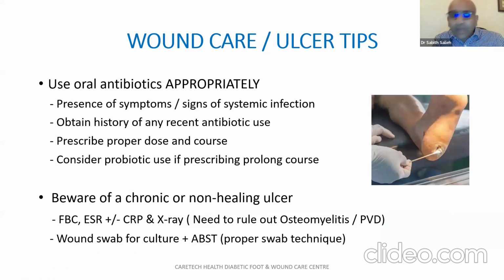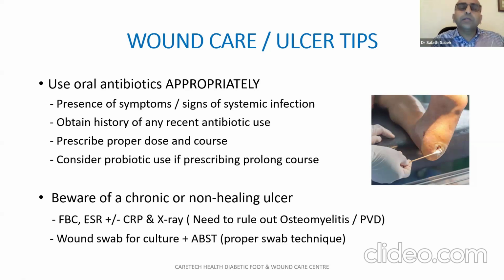Okay, so use of oral antibiotics. This is something I want to share with you all. Please use oral antibiotics appropriately. We see so many patients, sometimes, they feel that if the wound is not infected, don't prescribe oral antibiotics. And when you talk about infection, if there are symptoms or signs of systemic infection, so if the patient has fever, chills, or any cellulitis, redness, or high CRP, then that's fine. But some people, we do see it's a neuropathic ulcer, there are no signs of infection, yet they feel that they need to prophylactically cover them with antibiotics. That is bad, right? And always obtain a history of any recent antibiotic use, and also prescribe the proper dose of the course.